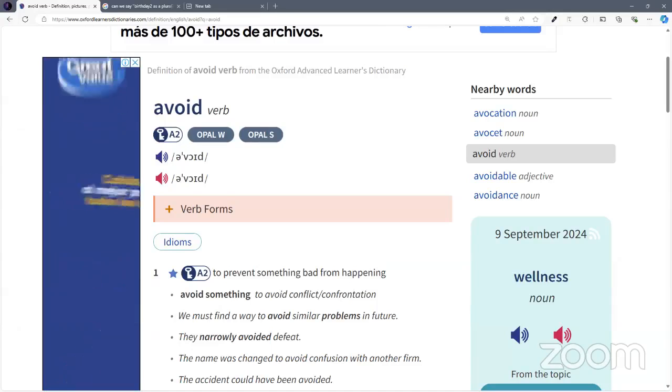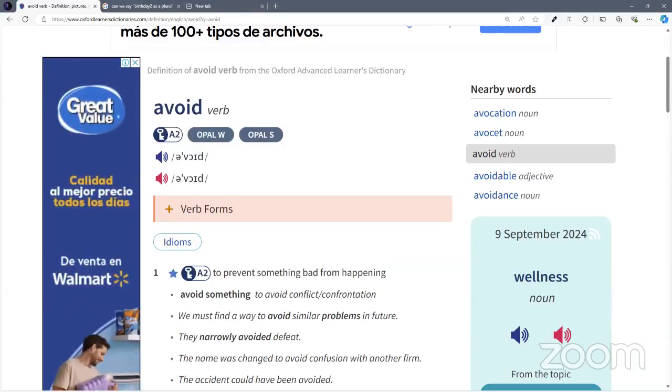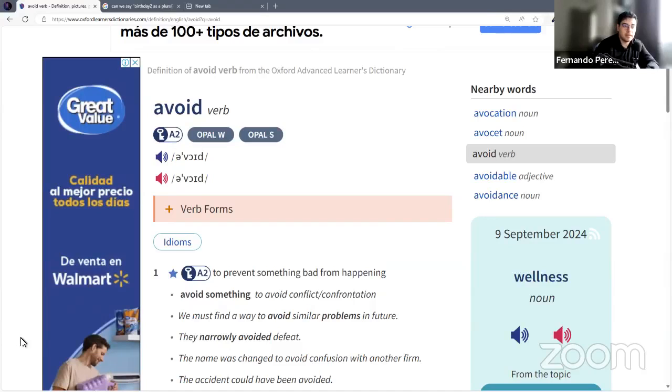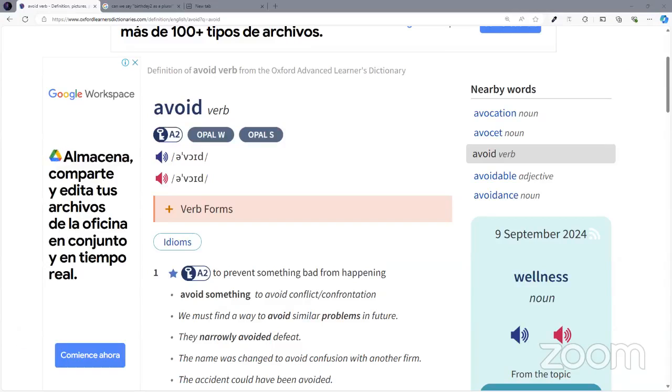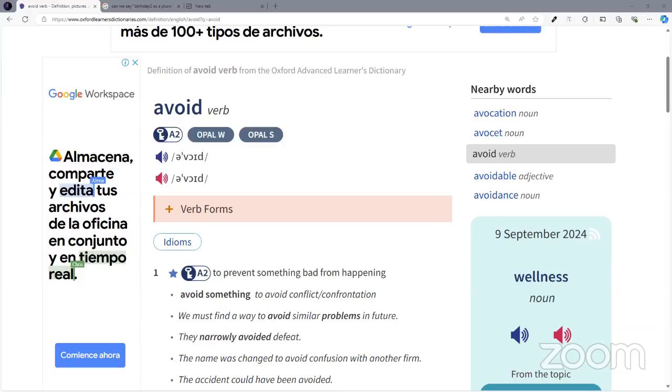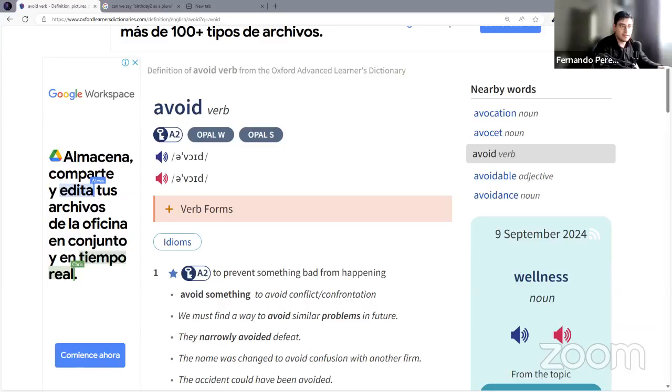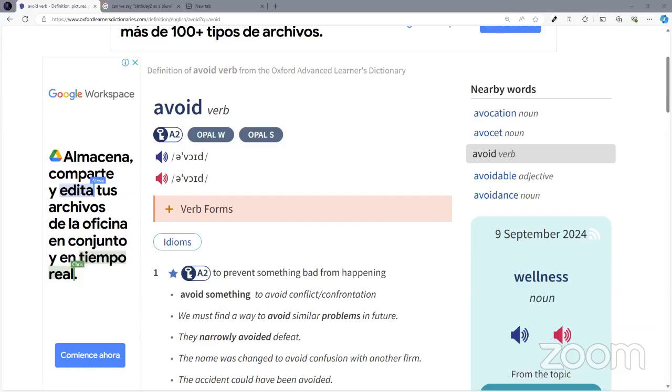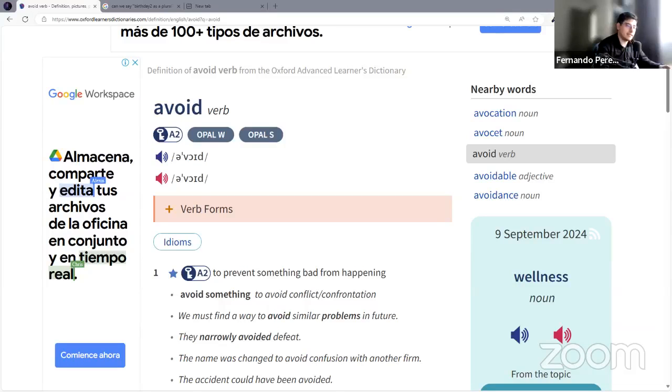Avoid: to prevent something bad from happening. Very good. To avoid something, to avoid conflict, confrontation. We must find a way to avoid similar problems in the future. Perfect. So, what is the meaning of avoid, or what do you understand with avoid in Spanish, Milton? Prevenir. Exactly. Prevenir or evitar in English.